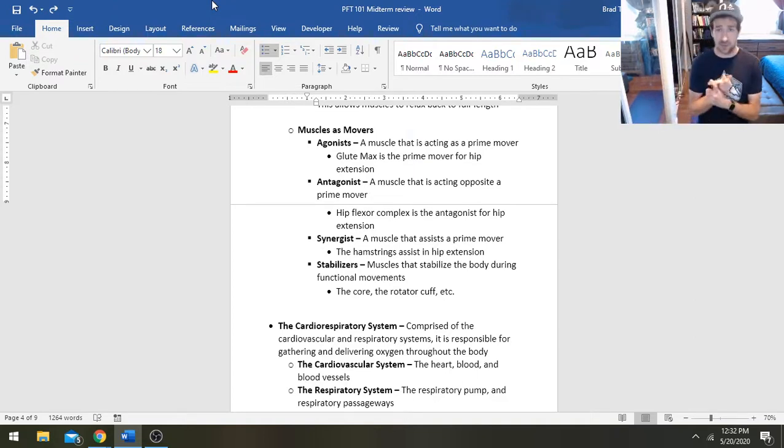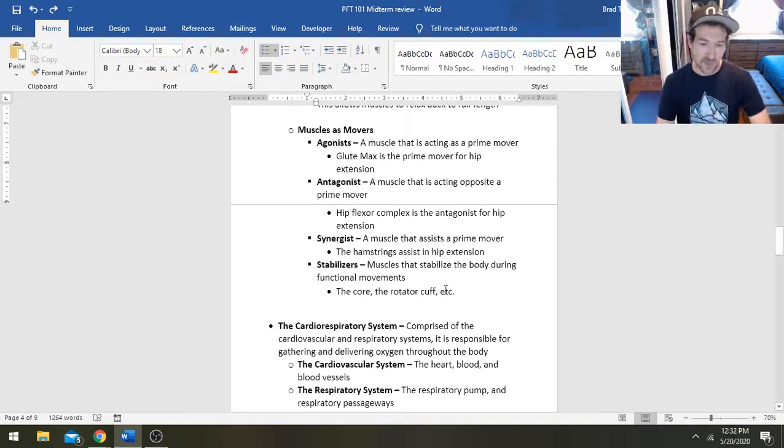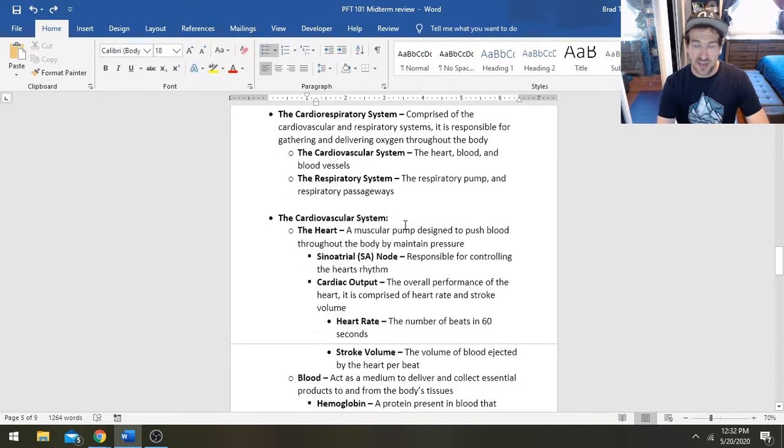So an agonist is the prime mover, an antagonist is opposite of the prime mover, a synergist is an assister muscle to the prime mover, and stabilizers are there to stabilize the entire body. Any muscle can be any of these things. It just depends on what motion it is you're talking about.